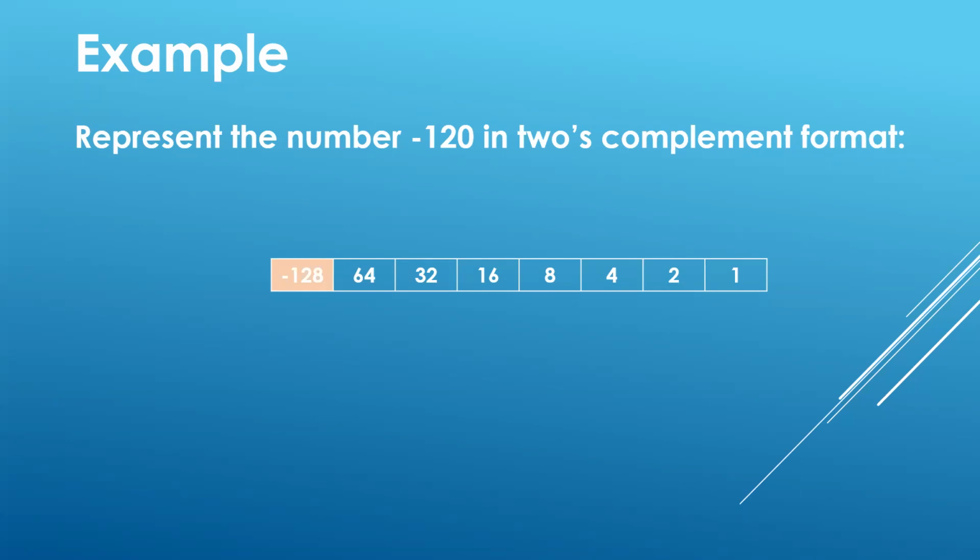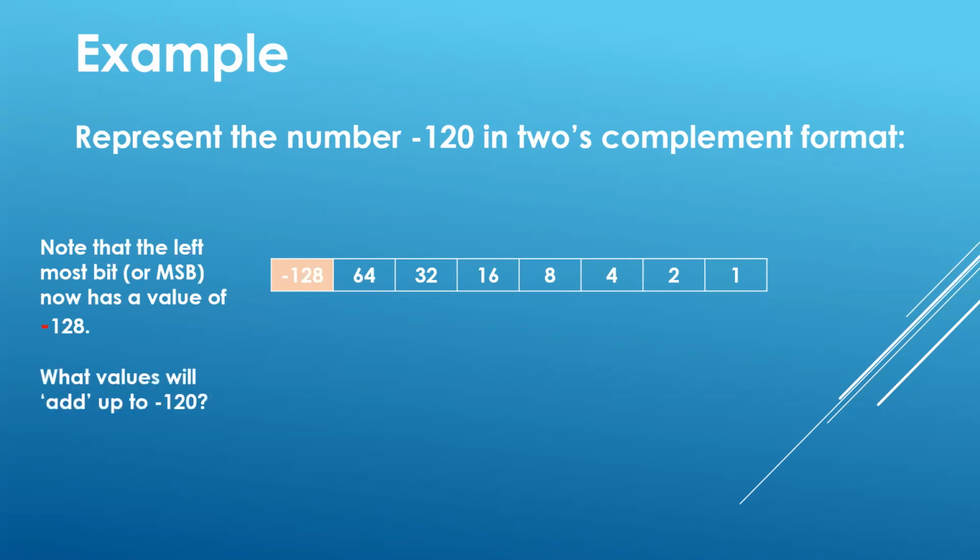Just as an exercise given to you so that you can comprehend the minimum value and the maximum value. Now, you can see the MSB is now minus 128. It is no more 128. And think about it. Which values will be turned on and added to give you minus 120?